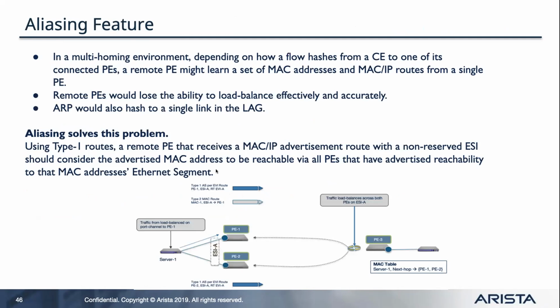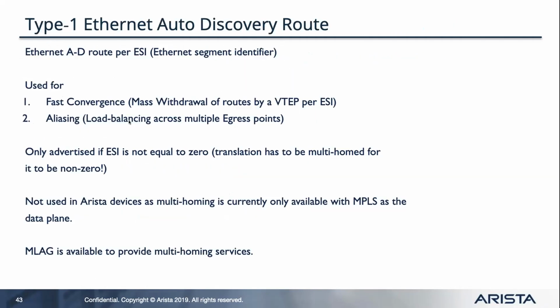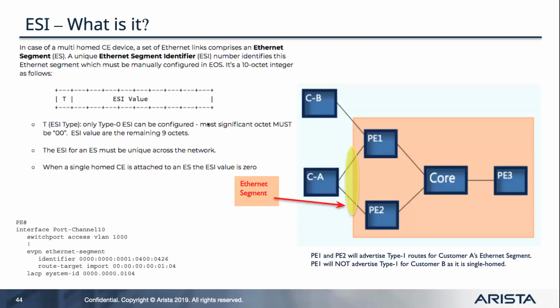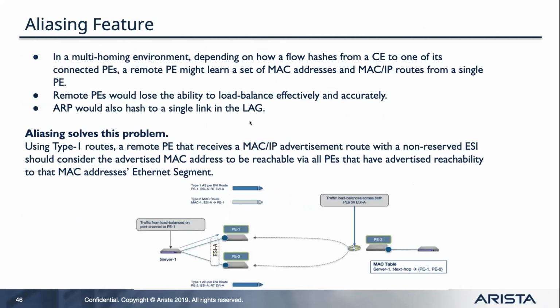Okay, now let's discuss the aliasing feature. Type 1 is used for two things: one is aliasing and another is fast convergence. So let's talk about the aliasing feature. Let's say this server is trying to communicate with any other server. As soon as it sends a packet, it will send it on either of these two links, since this is a port channel. So let's say it has sent the packet to PE1.